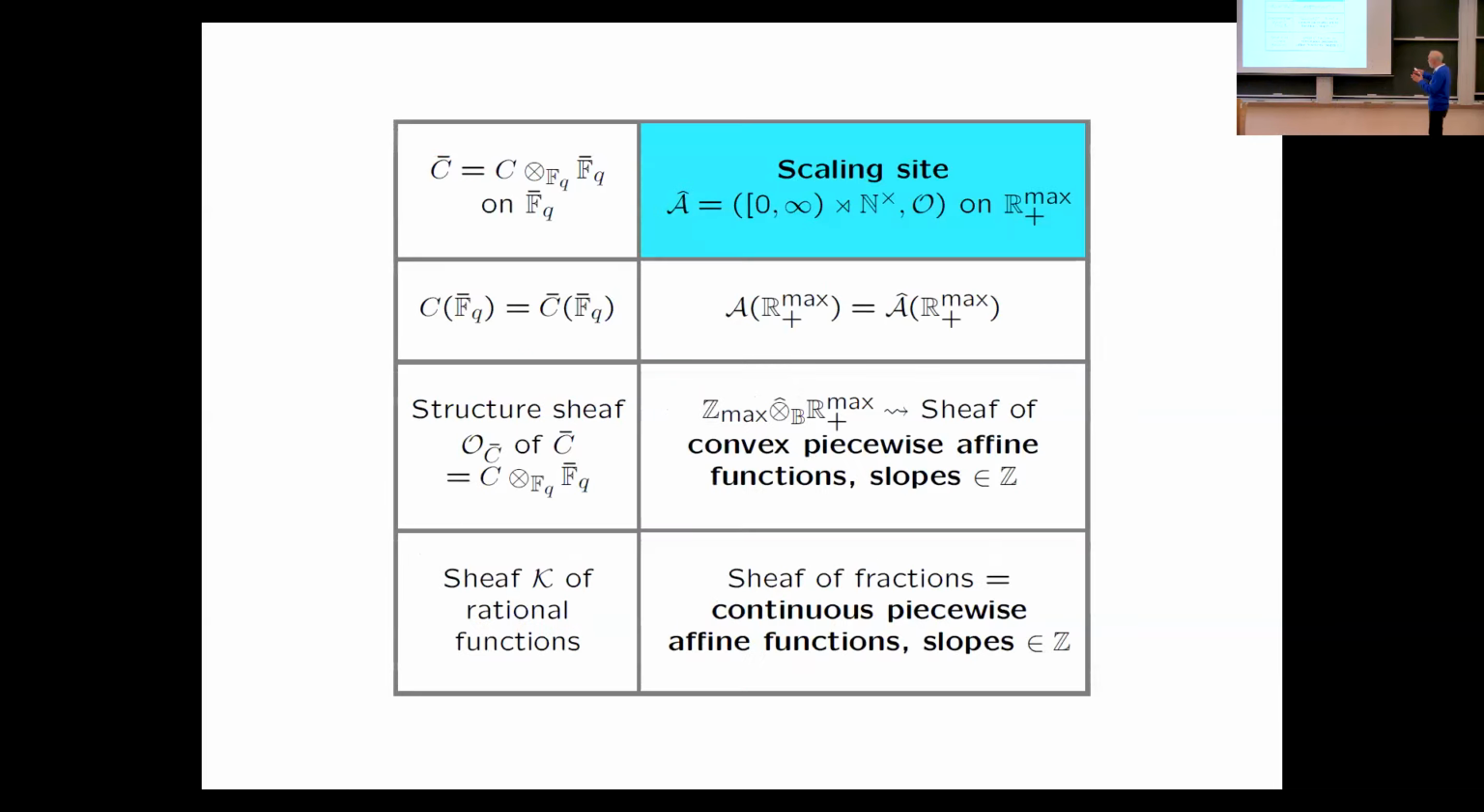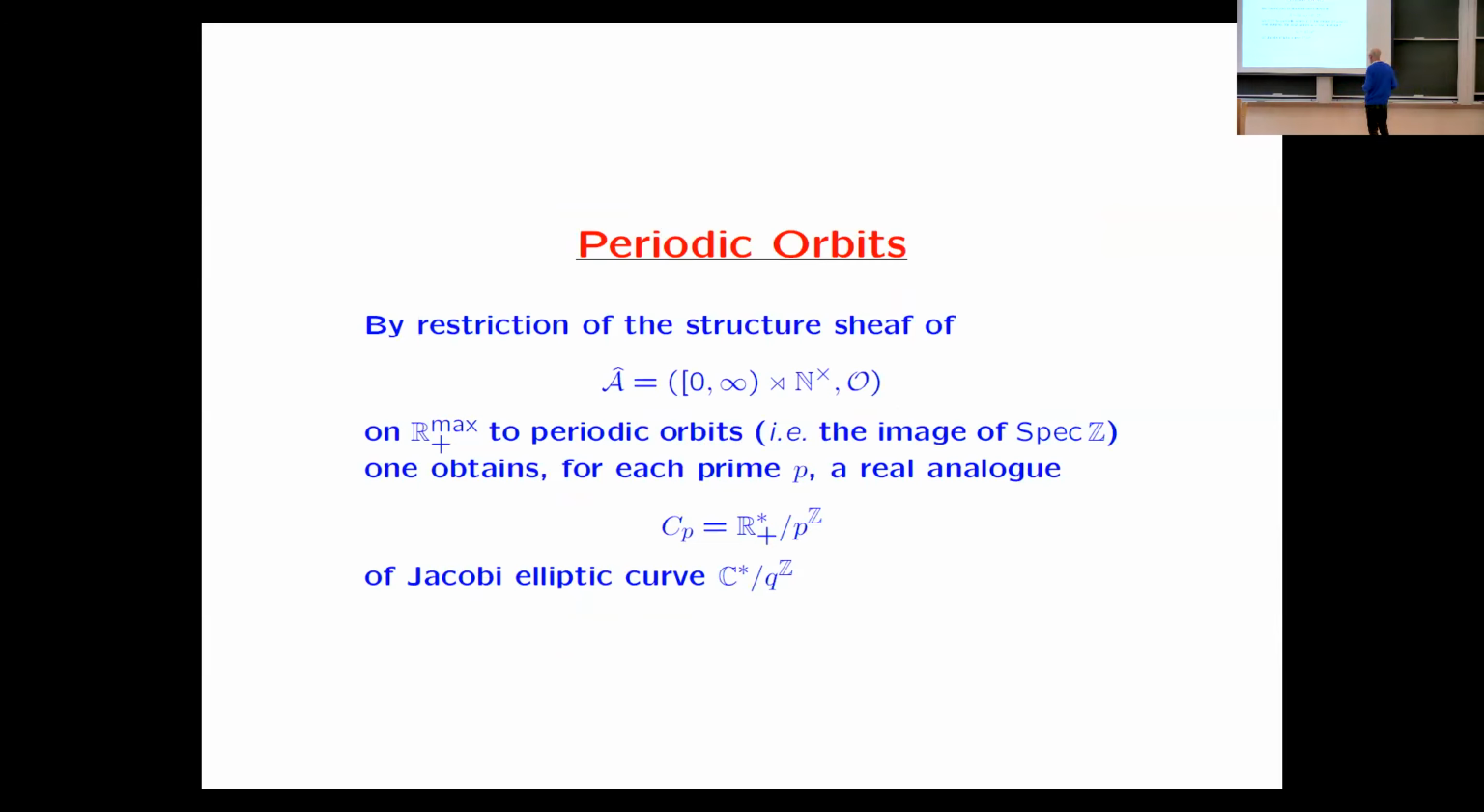And then you see we have now enhanced our geometric framework because we have passed to this algebraic closure. So what we have is the scaling side, we have the points, and we have now a structure sheaf which is much more interesting than before, because it's a sheaf of convex piecewise affine functions whose slopes are in the integers. And what we did with Katya at that point was to look at the simplest case that we could handle. And the simplest case that we could handle were the periodic orbits.